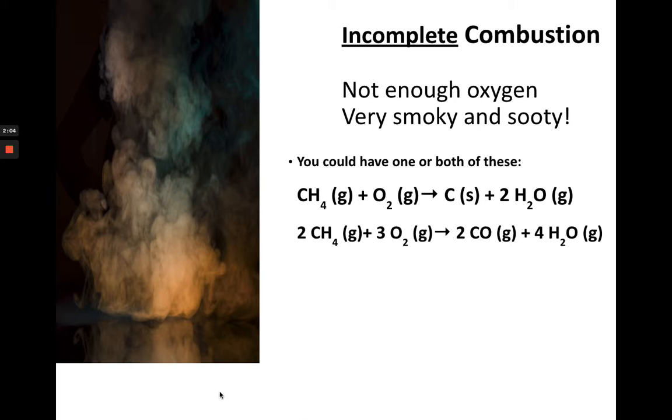Here are two examples of balanced reactions using hydrocarbons. Here is methane gas reacting with oxygen to give you soot and water vapor. That black stuff that gets on things is called soot. Here's another one where maybe you have a little bit more oxygen and you have some reaction to form carbon monoxide, but not carbon dioxide gas, and water vapor. In both circumstances, if you look at the balance, the reactions are balanced. So we have 2 carbons on both sides, we have 8 hydrogens on both sides, and we have 6 oxygens on both sides of the balanced reactions.